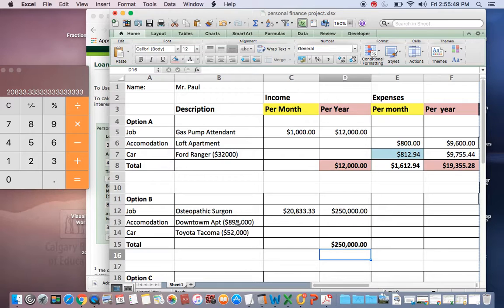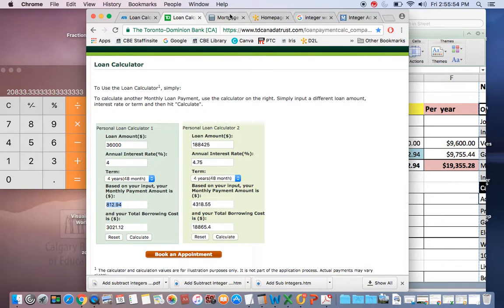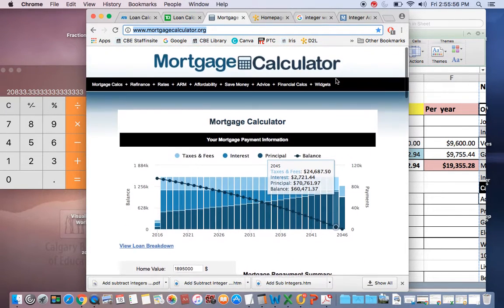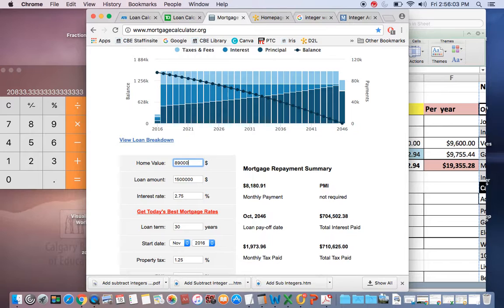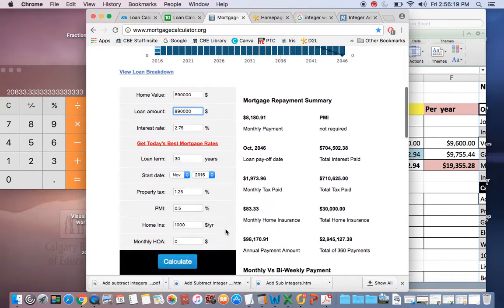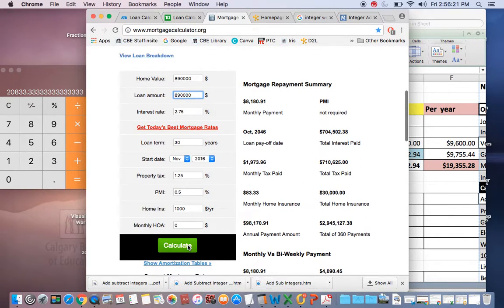Downtown apartment. My downtown apartment cost $890,000. So in D2L, there's also a link to this beautiful mortgage calculator. So at the top, I'm going to put $890,000. Loan amount, we're just going to use the whole amount. We're not going to get into down payments right now. Now, interest rate on mortgages, we're going to use 2.75. We're going to keep a long-term mortgage for 30 years. Don't worry about the rest of these numbers.